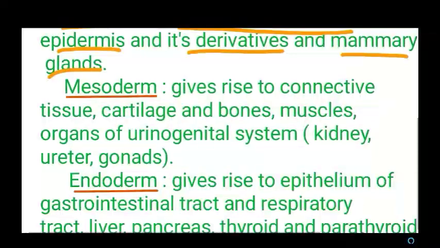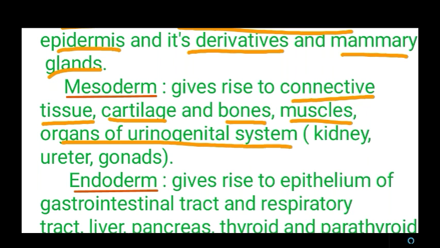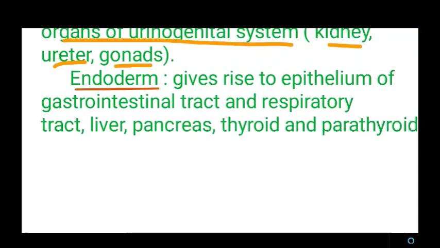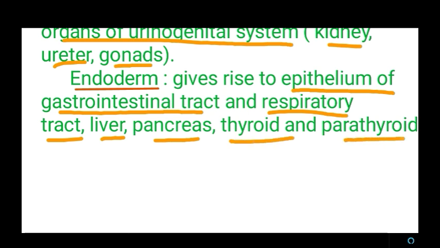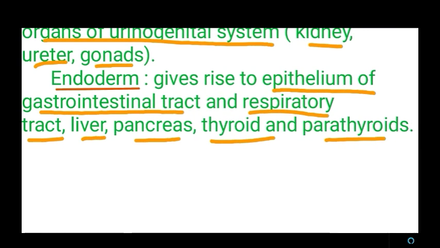Next, mesoderm. Mesoderm gives rise to connective tissues, cartilage and bones, then muscles, and organs of the urinogenital system. The organs of the urinogenital system are kidney, ureter and gonads. Gonads means reproductive structures. All these develop from mesoderm. Then endoderm. Endoderm gives rise to the epithelium of the gastrointestinal tract, respiratory tract, liver, pancreas, thyroid and parathyroid. These organs are developed from endoderm.